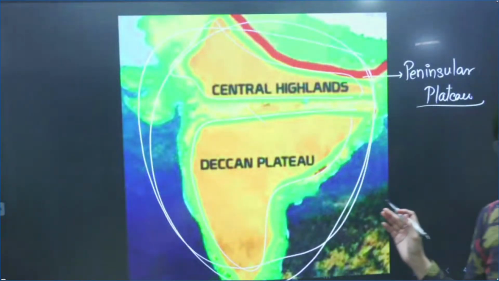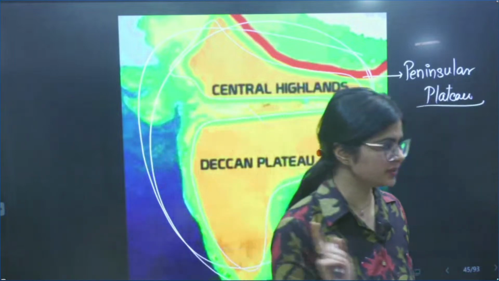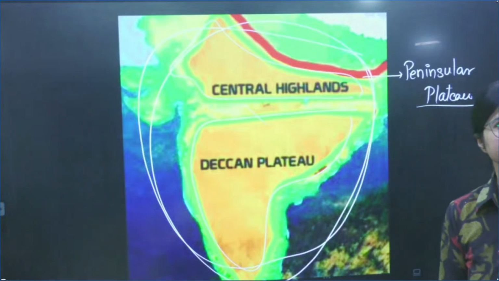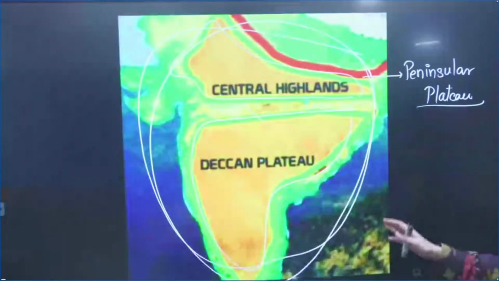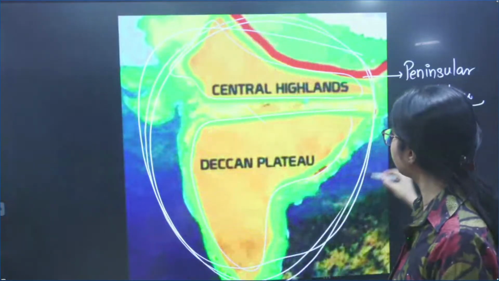A lot of students, even after doing a long duration of course, still have this issue where they are not able to understand the difference between Peninsular Plateau, Deccan Plateau, and Central Highland. Simple thing first, what is the Peninsular Plateau? Peninsular Plateau is this one, right?